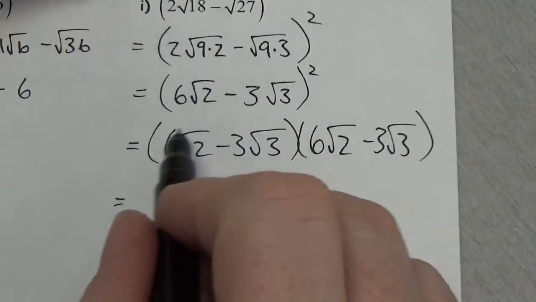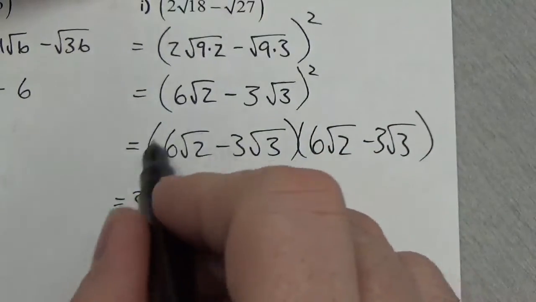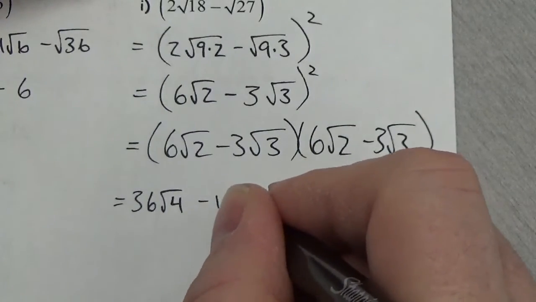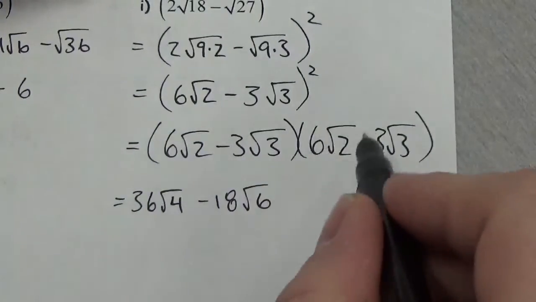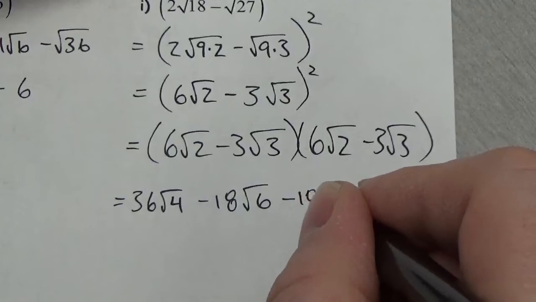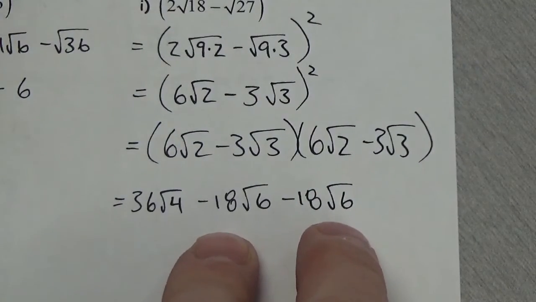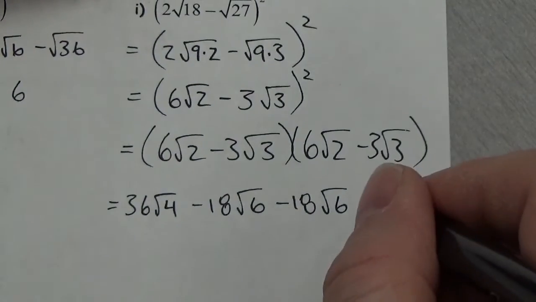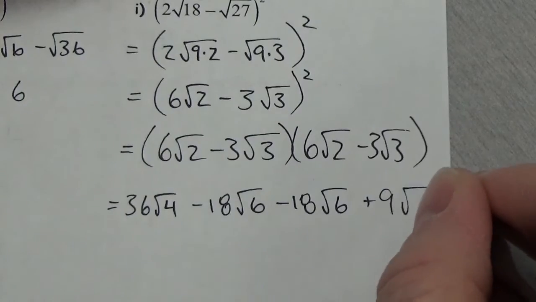Okay. Now I'm going to distribute, and I feel fairly confident that I'm going to catch every term here. So 6 root 2 times 6 root 2 will be 36 root 4. 6 root 2 times negative 3 root 3 is going to be negative 18 root 6. Negative 3 root 3 times 6 root 2 is going to be negative 18 root 6. And I shouldn't be surprised that I see the exact same term twice there. That has happened almost every time you've ever seen a binomial squared. And then finally at the end here, negative 3 root 3 times negative 3 root 3 is going to be positive 9 root 9.